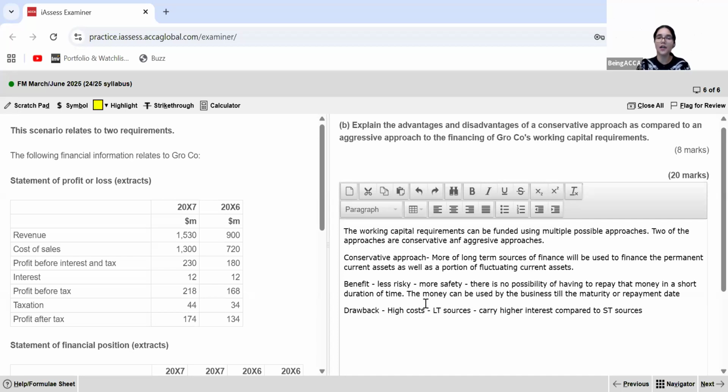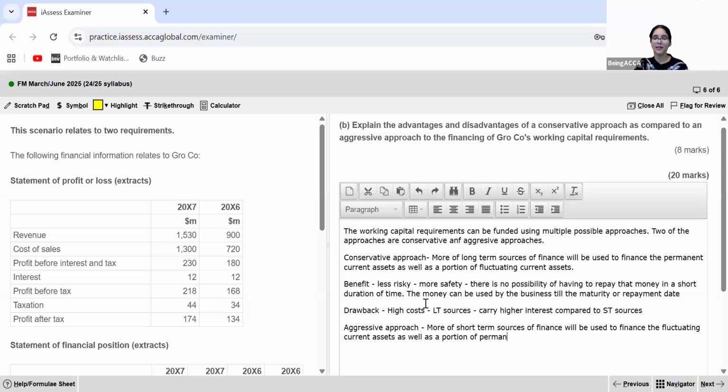Now let's talk about the other approach, which is the aggressive approach. So aggressive approach, the definition that we have learned is that you are using more short-term sources of finance to finance the fluctuating current assets as well as a portion of permanent current assets also. So here, what will be the benefit and what will be the drawback?